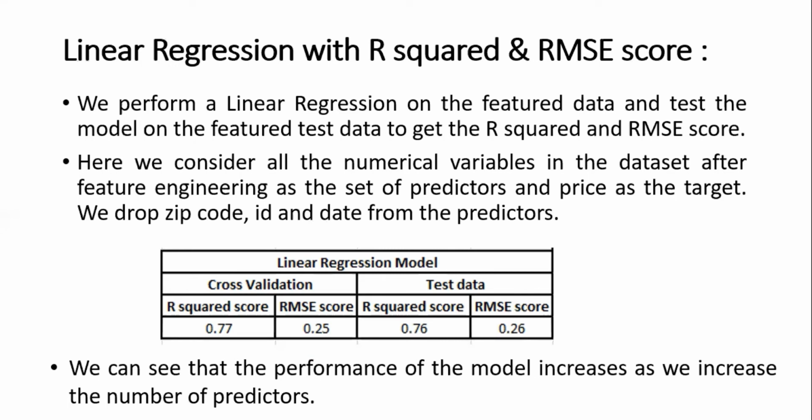So from the table, you can see that after performing a tenfold cross validation on the training data, we get an R-square score of 0.77. We fit the model to the test data and we can see that from the test data, we get an R-square score of 0.76. So we can see that the performance of the model has significantly increased as we have increased the number of predictors. So this model can be used for predicting the price of the houses.